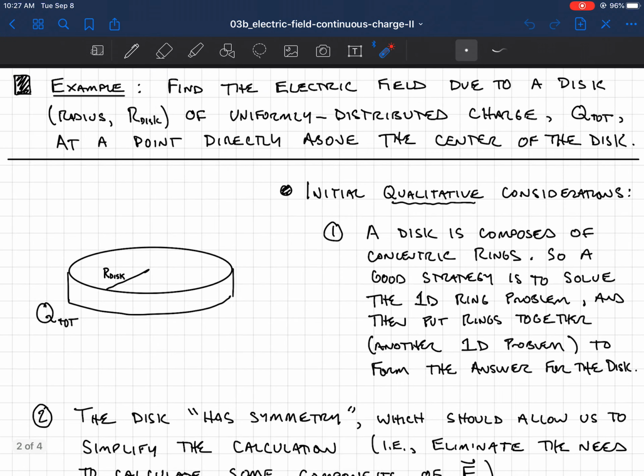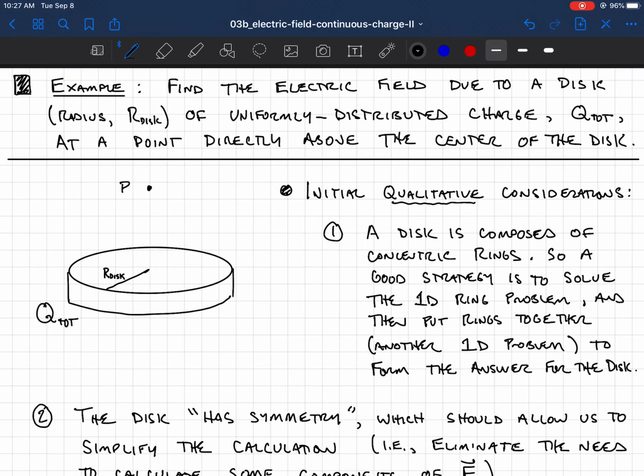So let's look at this example. The idea is to find the electric field of a disk. That disk, we're going to assume, has uniformly distributed charge of total Q total and has a radius of R disk. And we're asked to find the electric field not everywhere in space, but at a particular point which lies directly above the center of the disk. So we'll be looking for the electric field at that point.